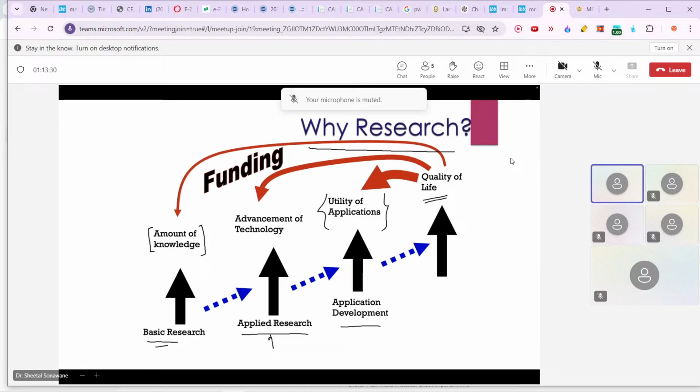Okay, so let's continue with this. Why research? Because we are actually starting with the basic requirements about system understanding. We apply the system using the technology. We are constructing an application, or building a system, and this building of a system is designed to get a quality of life. All these components require funding. Funding is an essential part of research, right?